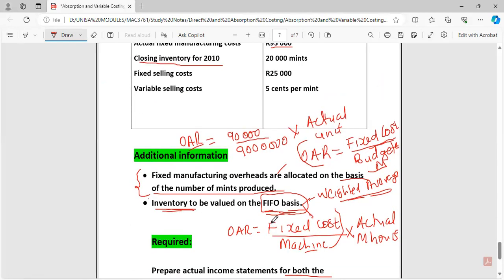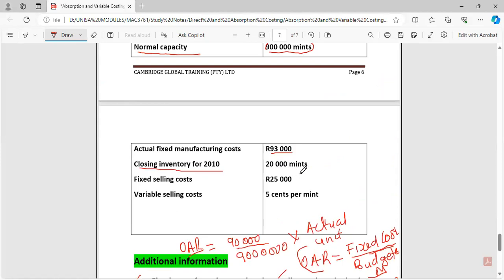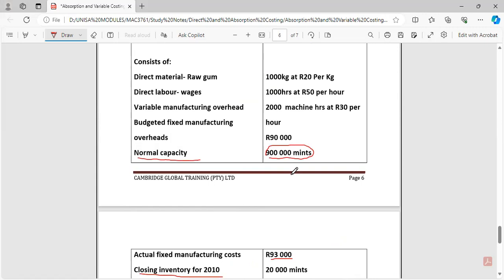Closing inventory is 20,000 units. 20,000 units is the value of the closing inventory. Right, so which means, what do you do? I will show you this way.